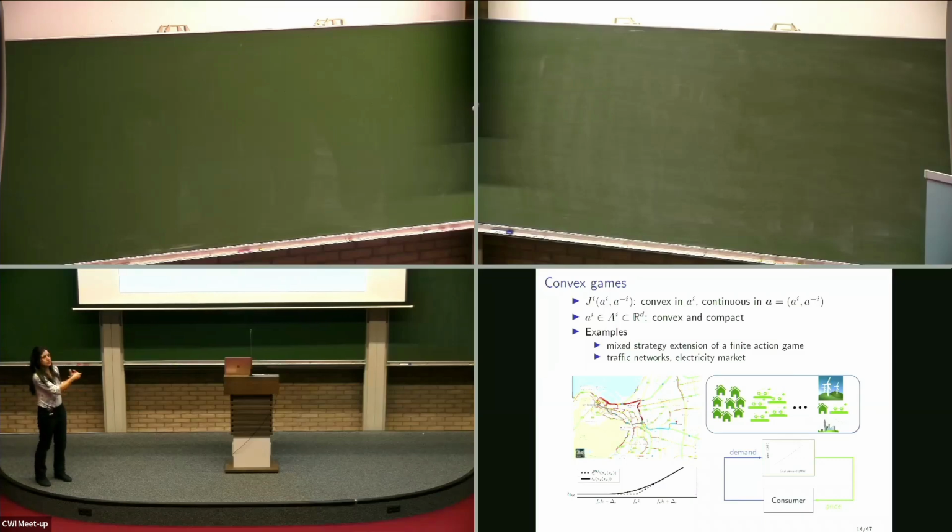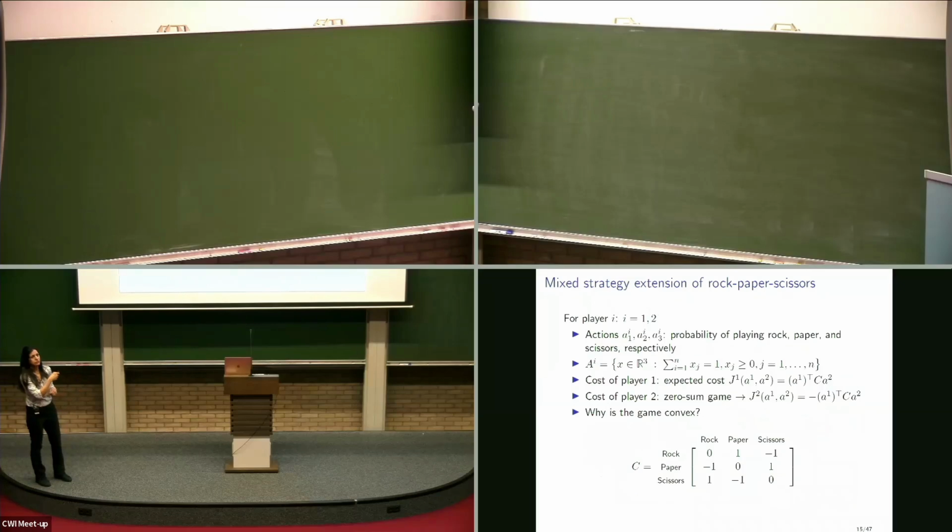Okay, let me just give you a little bit more intuition. If we go back to rock, paper, scissors, the mixed strategy extension of this game, or any finite action game, means that your actions become probabilities of picking any of those finite actions you had. So probability of playing rock, paper, and scissors. So your action set of each player becomes a simplex, which is the set of probability distributions on R3, because we had 3 actions. And then if we write the cost of player 1 as the expected cost, with respect to each player choosing probabilities, you get this bilinear form.